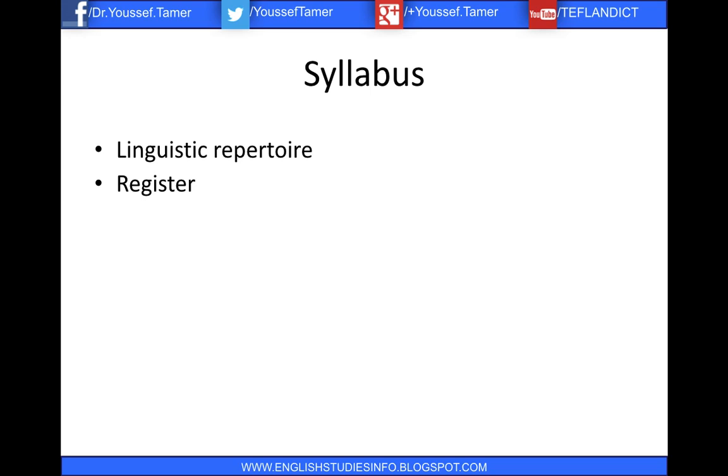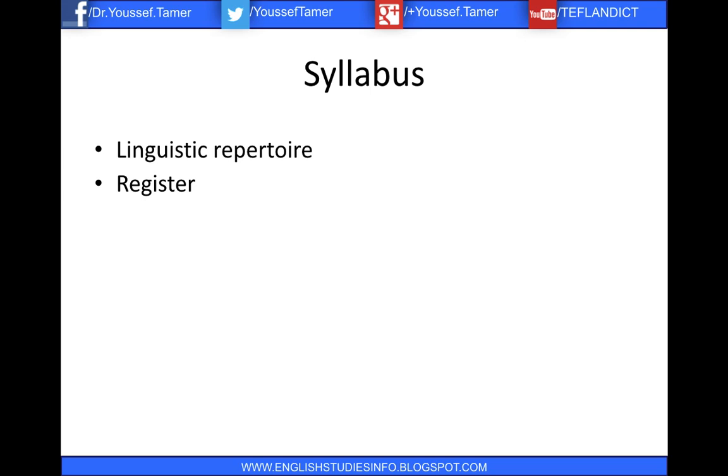For example, if you speak to doctors, when you are sick, you go to a doctor. You notice that they have a kind of register, a kind of language variety that they share together in terms of vocabulary, etc. A particular terminology they share together. So that language variety is called a kind of register.